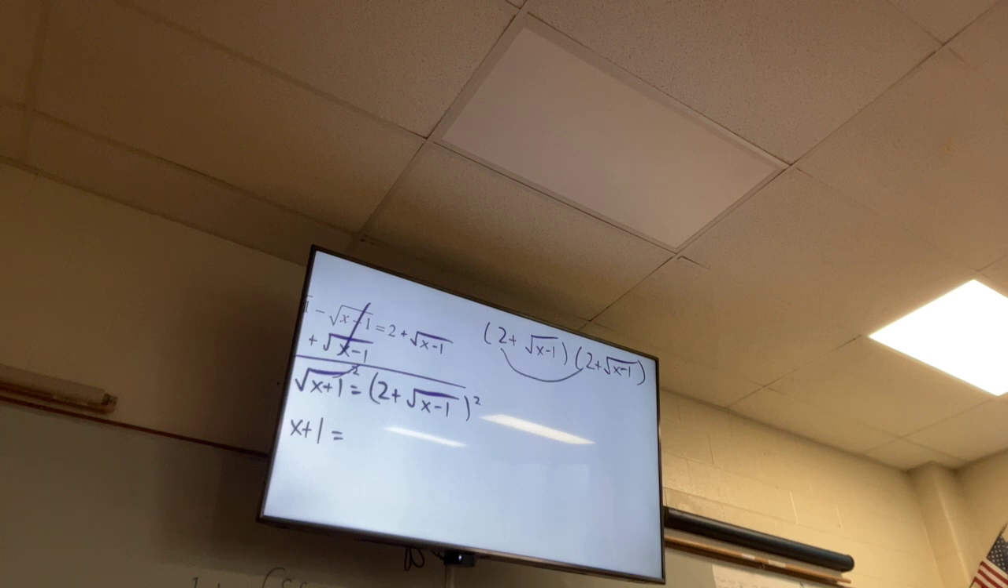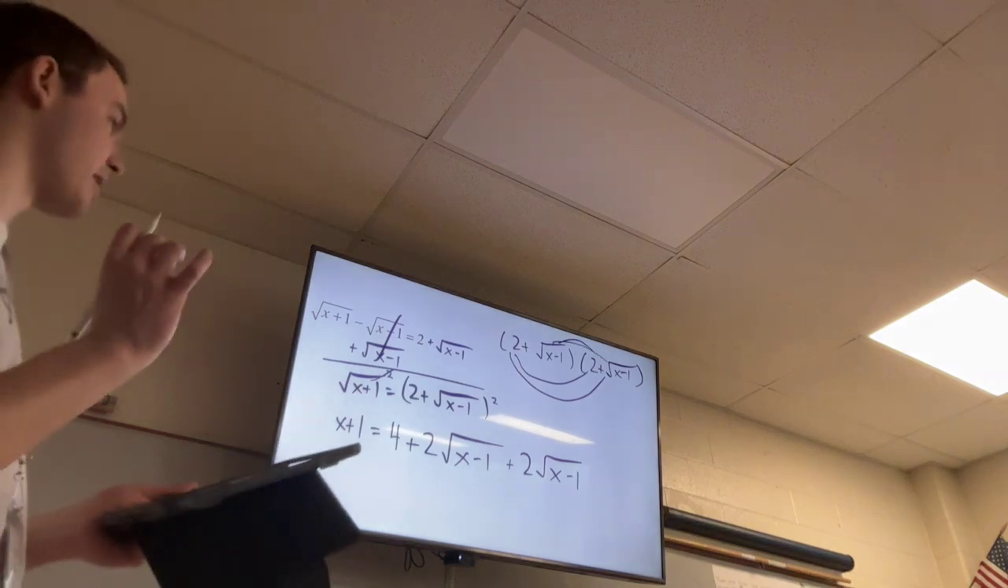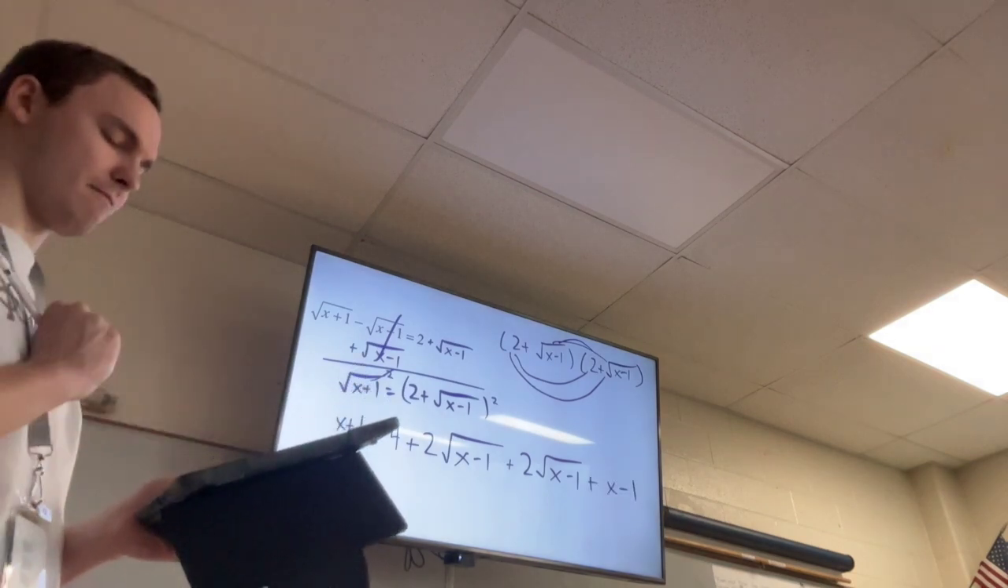Okay, the first gives me what? First terms. What does my outer give me? 2 times root x minus 1 is just what? Thank you. Inner gives me what? What's 2 times root x minus 1? The exact same thing. The last, what's the last going to give me? Root x minus 1 times root x minus 1. X minus 1. So just plus x minus 1.